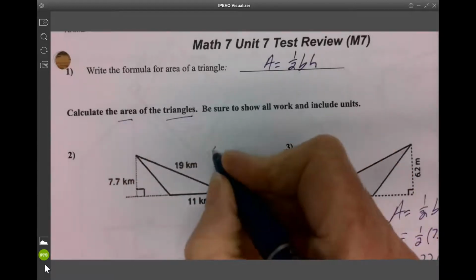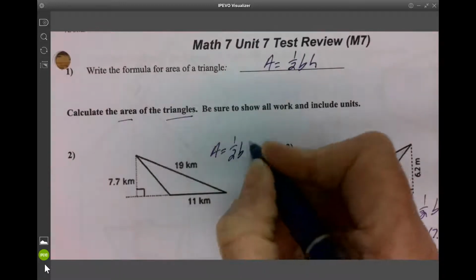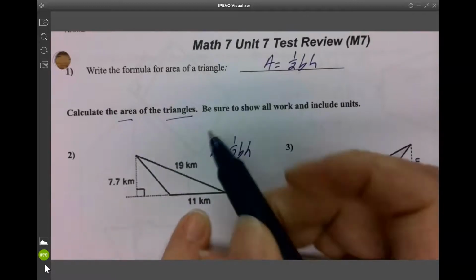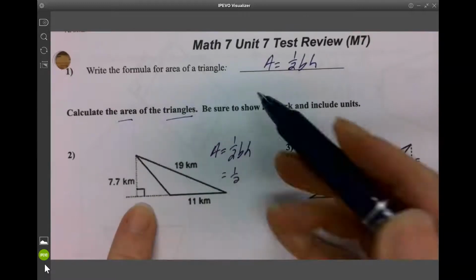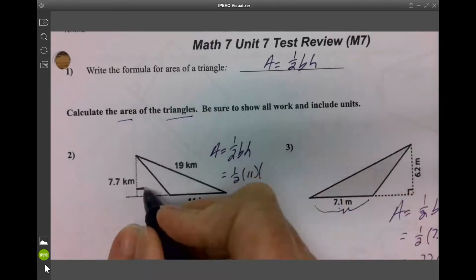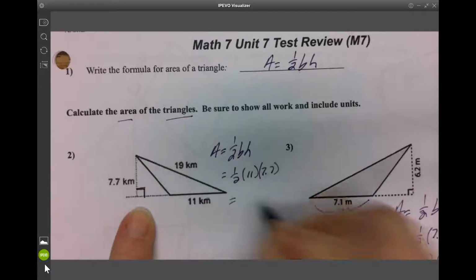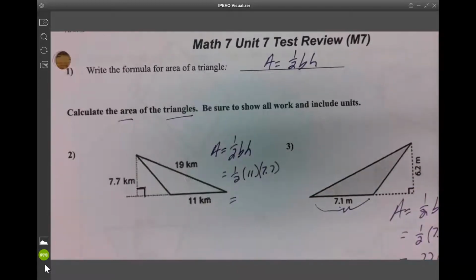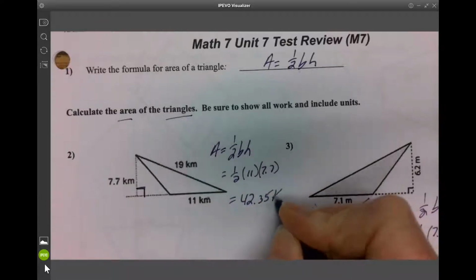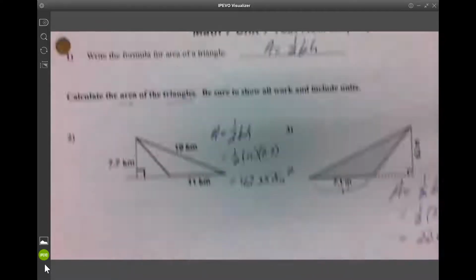So to find the area of a triangle, I use 1/2 base times height. Notice it's written right here on your paper. So now I'm going to plug it in. The base is 11, and I know that because it comes perpendicular down here. So my base is 11. It doesn't have to touch it to be a base. Your height is always perpendicular. So 7.7. And now you're just going to multiply. 7.7 times 11 times 0.5. And we get 42.35. And it's in kilometers. And it's area, so it's squared.